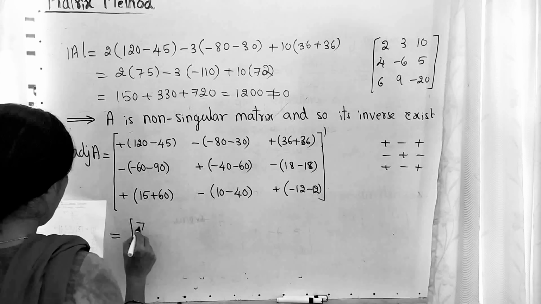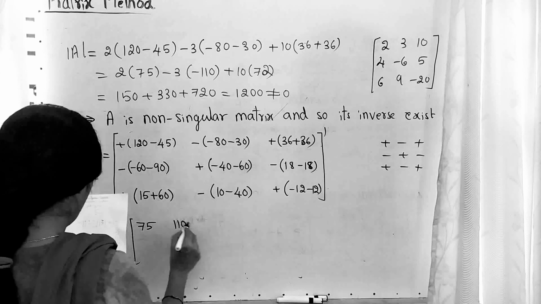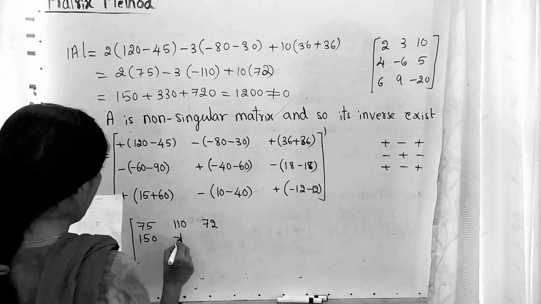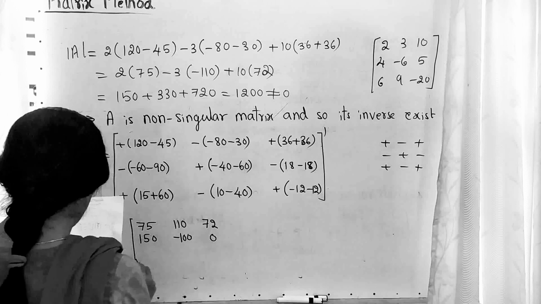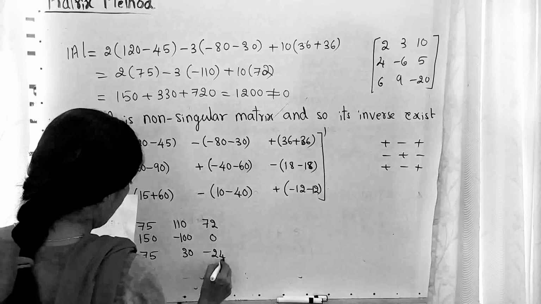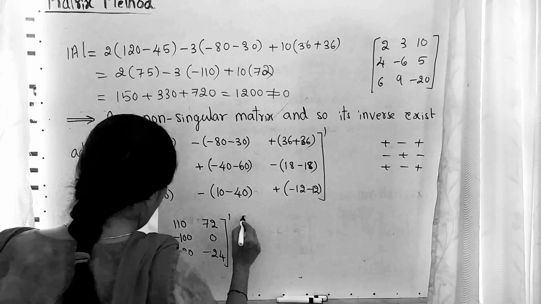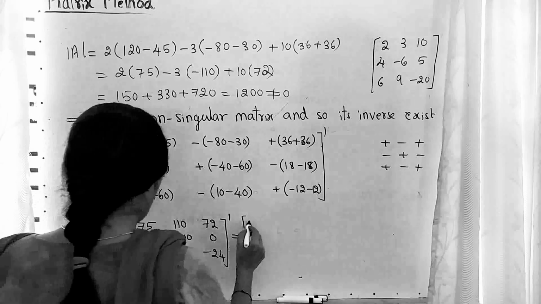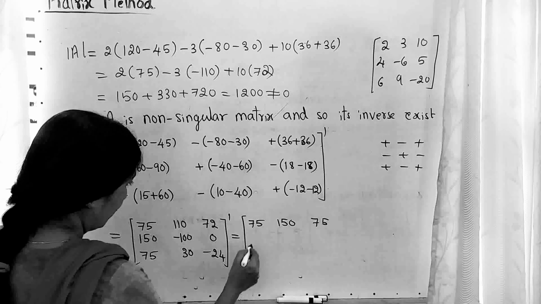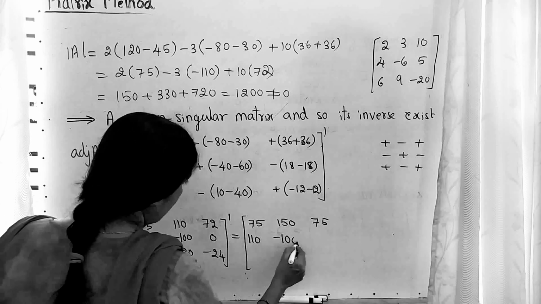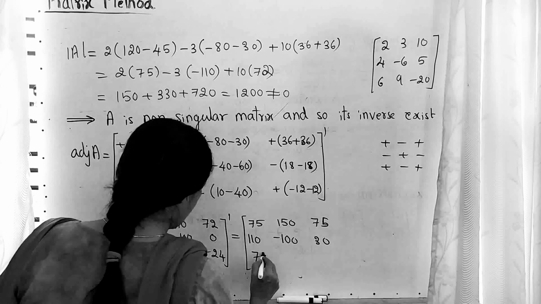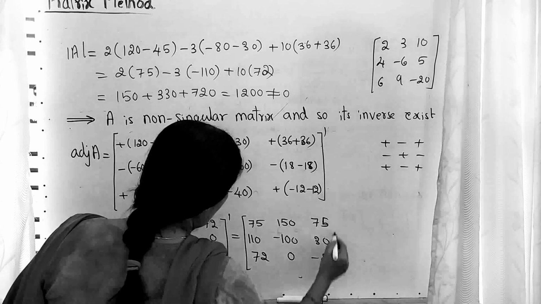First simplification: 75, 110, 72. Next 150, minus 100, 0. 75, 30, minus 24. It's a transpose we have to write. So transpose is 75, 150, 75; 110, minus 100, 30; 72, 0, minus 24.